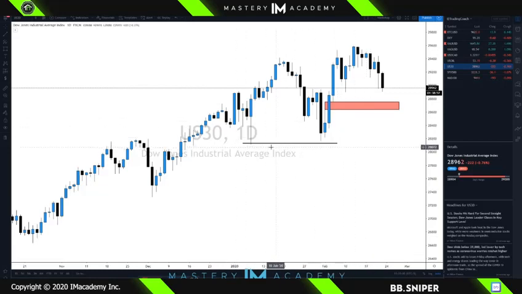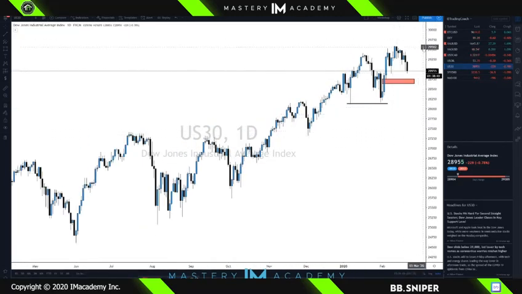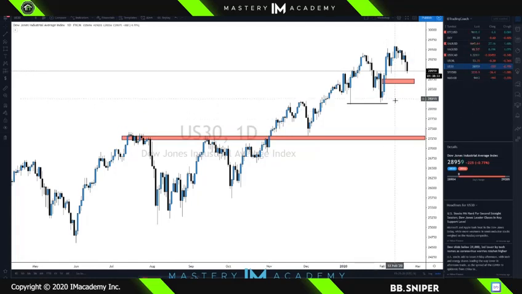Even if we were to trade below here and come back down to 28,000, that would still not invalidate the possibility of seeing an extension to new all-time highs. Even if we were to get all the way down here towards 27,500, that major quarter, that would still not completely invalidate the possibility of us seeing new all-time highs.